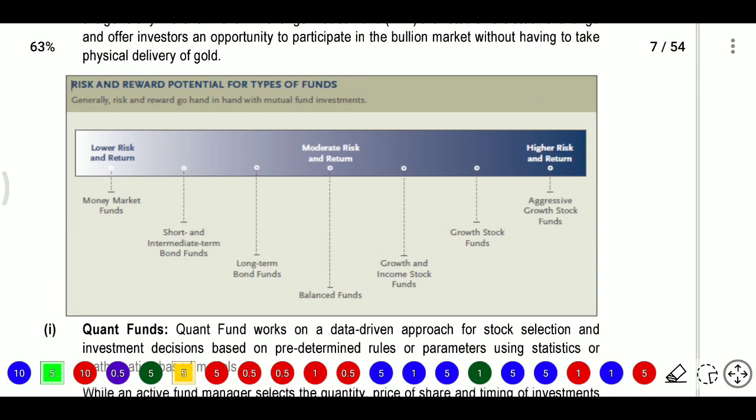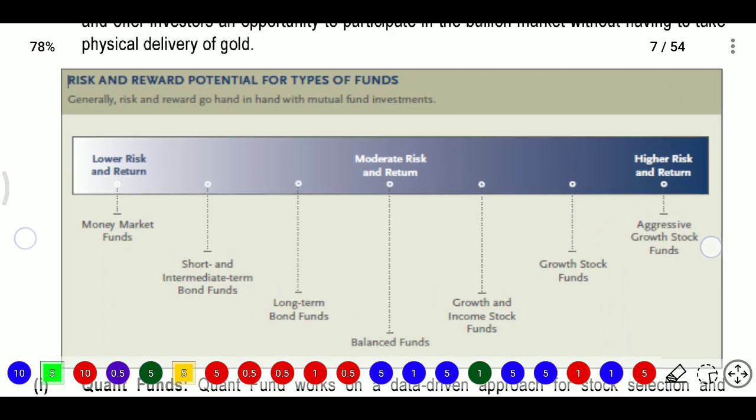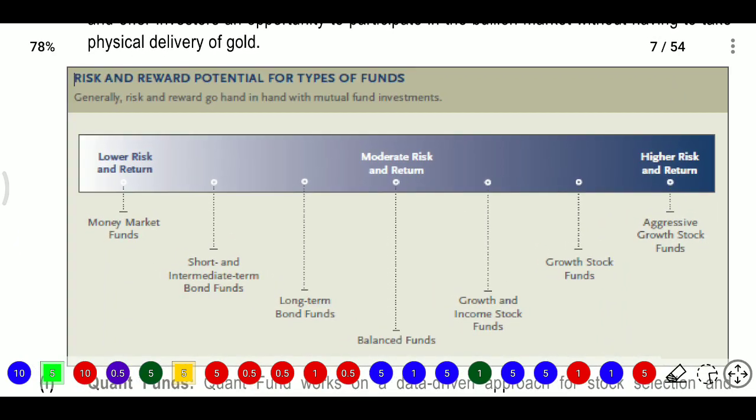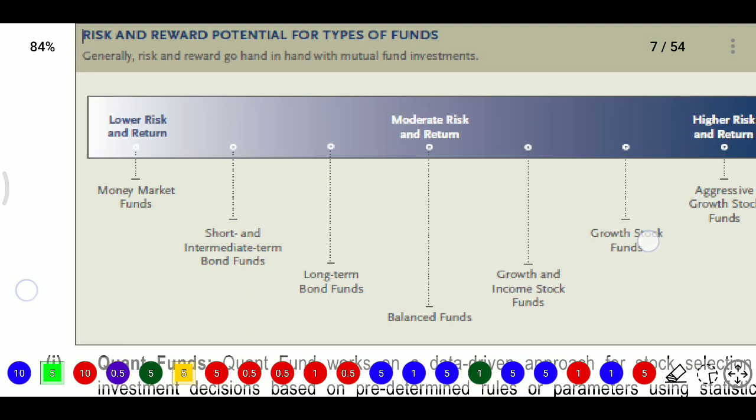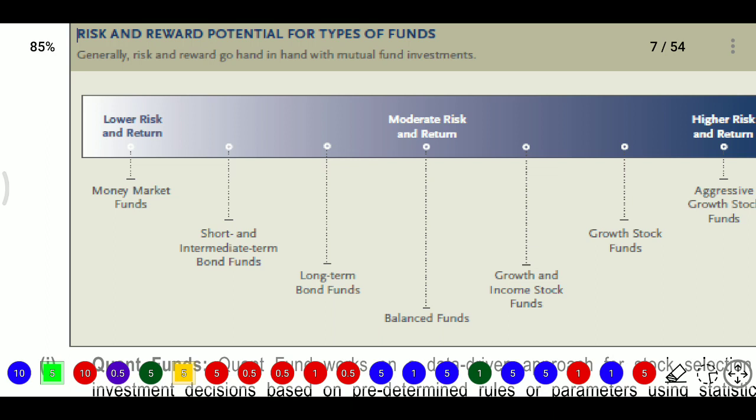So what is there here? There is the risk and reward potential for this type of funds. Generally, risk and reward go hand in hand with mutual fund investment. In mutual funds, we have three categories of risk: one is high risk, one is moderate risk, and another one is lower risk. Lower risk and return means money market funds, which are short term funds, and short term and intermediate term bond funds.